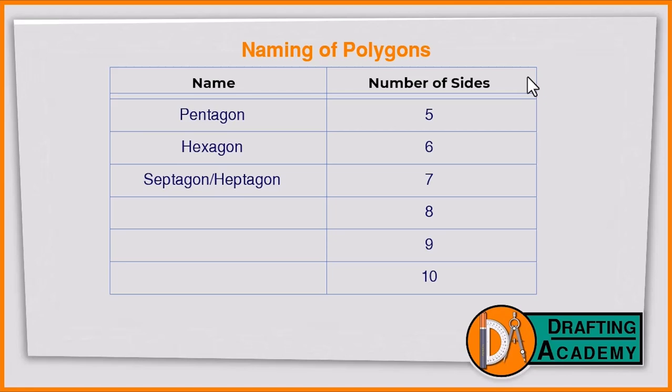An 8-sided polygon is referred to as an octagon. I'm sure this is why we've heard of an octopus. A 9-sided is a nonagon, and finally a 10-sided is a decagon.